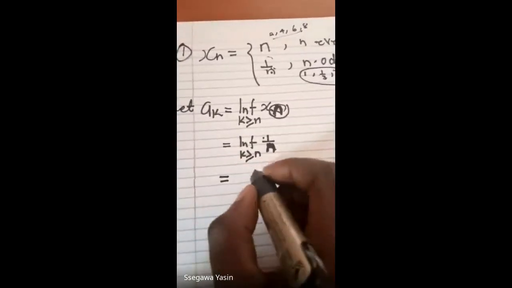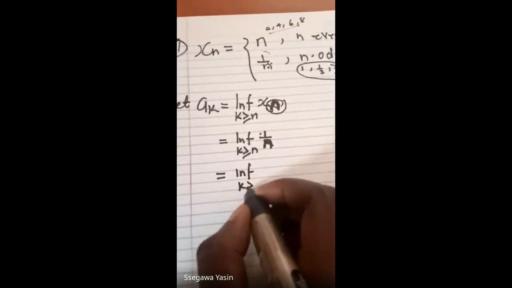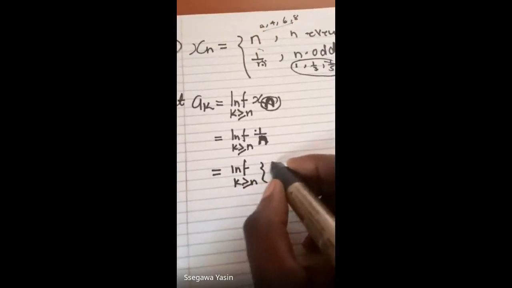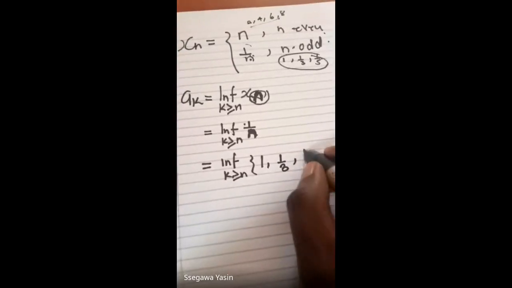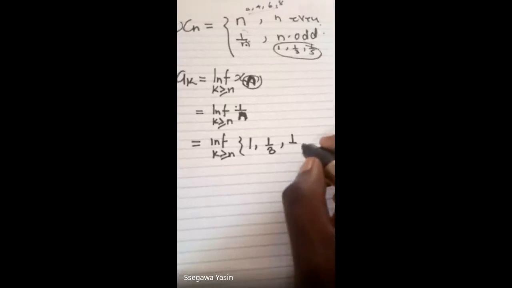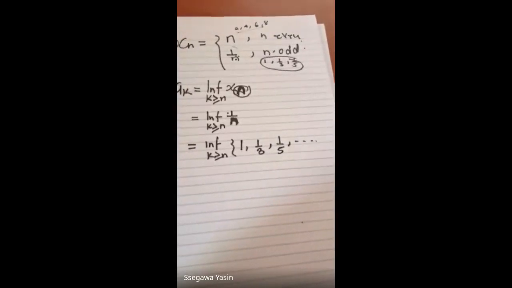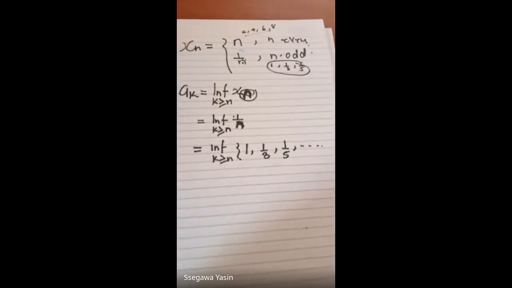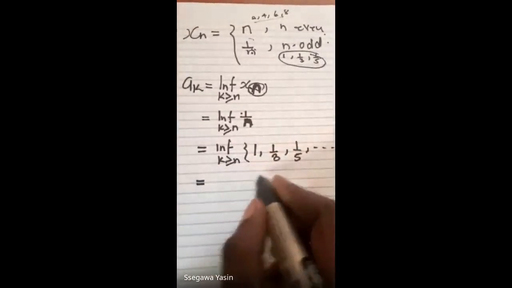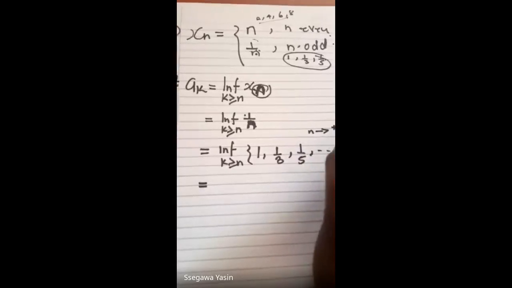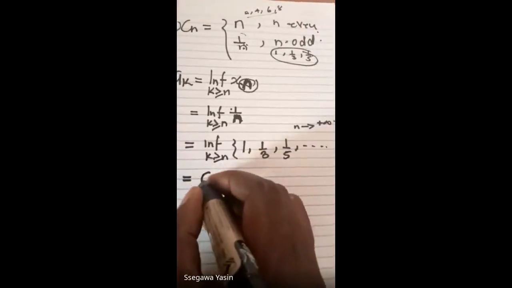This one equals what? When I try to check, we are supposed to look for the infimum of k greater or equal to n, of this is 1, a third, a quarter, 1 over 5 and others. Then finally here, remember we are saying as n goes to positive infinity, meaning that we are going to go on substituting up to infinity. You'll find that this thing will come back to 0.